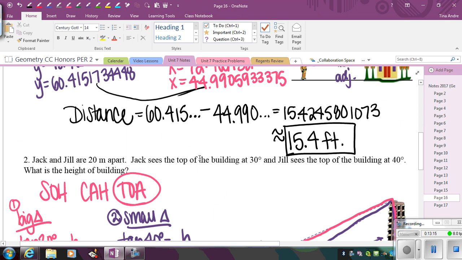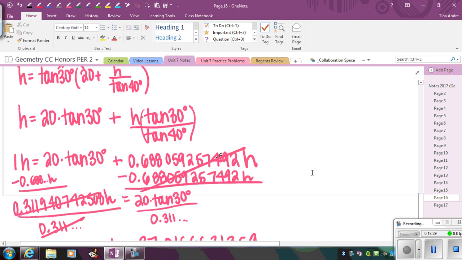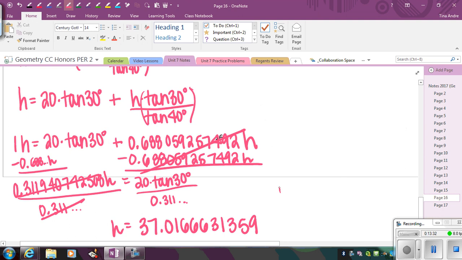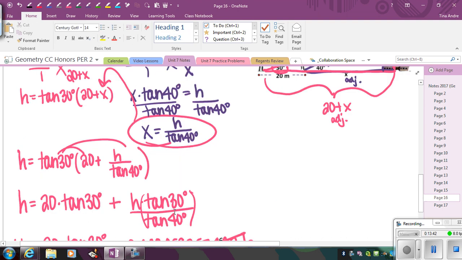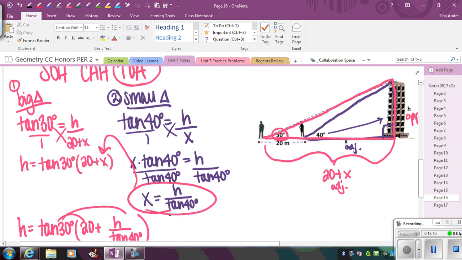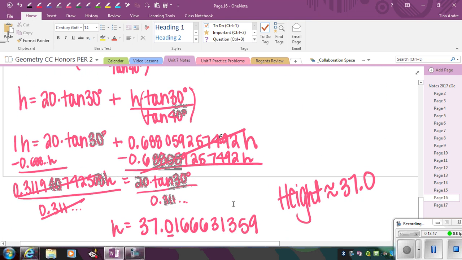Check my rounding directions. What is the height of the building? It doesn't say, so I'm going to add some. Round to nearest tenth, since it doesn't specify. So we are going to round to the nearest tenth, so the height is going to be approximately equal to 37.0, because I have to still keep that zero, meters are our units.